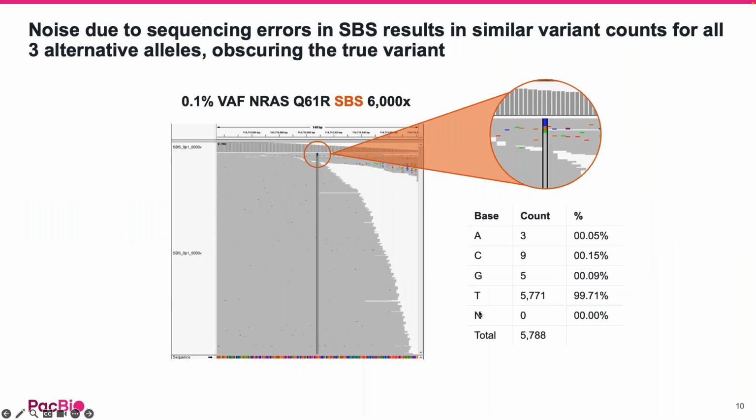Okay, so first we're going to take a look at a single variant site. Here I'm showing the IGV for the NRAS Q61R variant at 0.1% frequency. This is looking at the SBS data. If you look in the zoomed in box here, you can see that there are multiple sequencing errors surrounding this variant site. And if you look in the table, you can see that we're actually getting base calls for all three alternative alleles here, making it completely unclear which of these would be the true variant, or indeed if there is a variant here at all. Perhaps all of these are due to sequencing error. And you would have no way of knowing which of these is correct if we weren't looking at a reference sample for which we already knew what was in there.